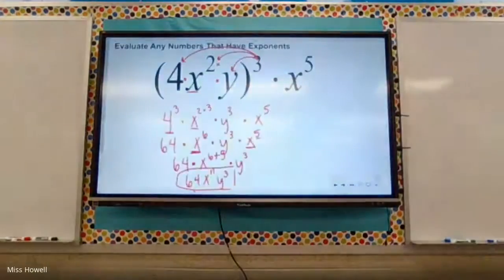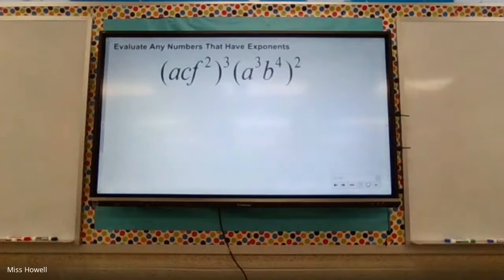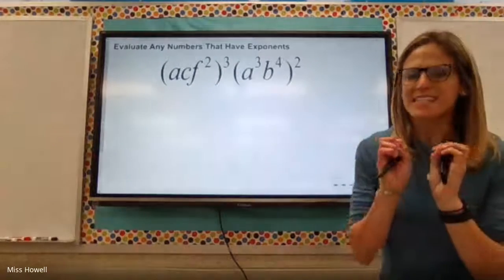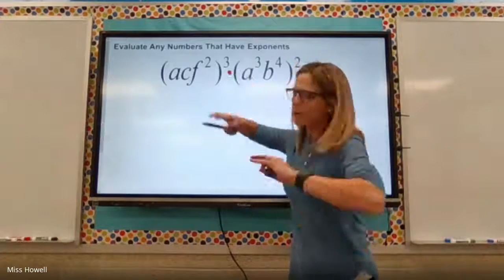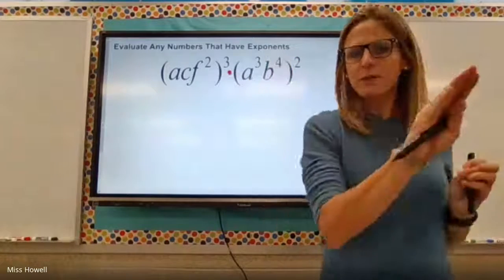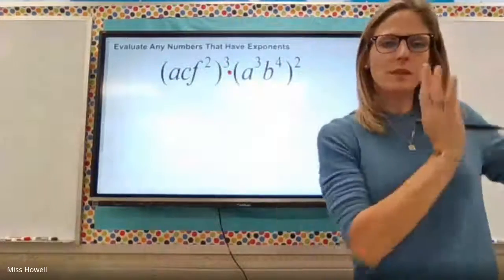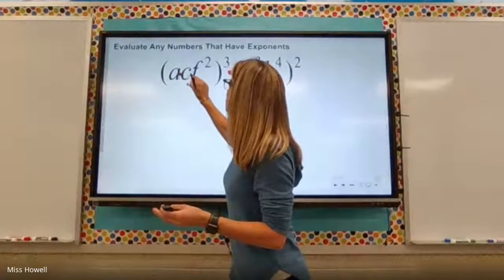So last couple from today, we did the first 4 yesterday. So, last 2. We have a times c times f squared, all to the 3rd, times a to the 3rd b to the 4th, squared. There might be a couple things you want to do here to help yourself set up the problem. These two are side by side. That's a multiplication. So when the parentheses disappear, we still have to account for the multiply between the first set of parentheses stuff and the back set of parentheses stuff. And inside of here, these are all next to each other.